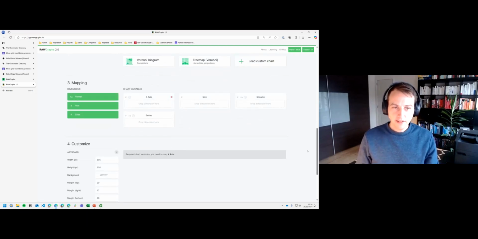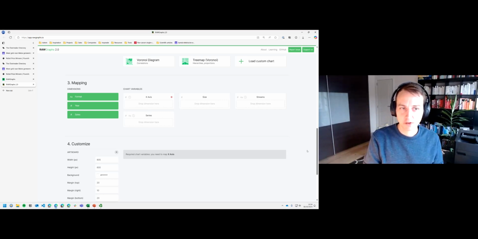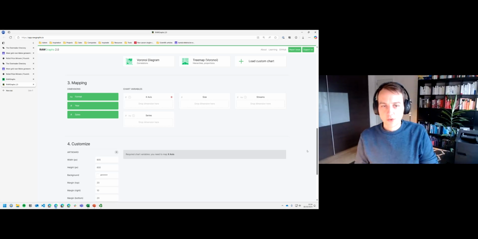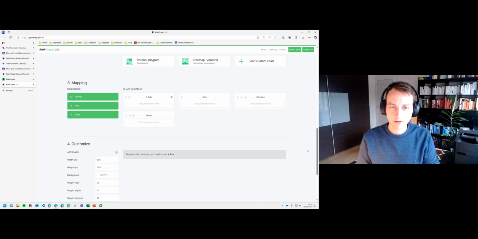Step number 3 is a short step, but it's probably the most important step. We have to tell Raw Graphs how to build the chart. And so we have our dimensions from our data on the left-hand side, the format, the year and sales, so the 3 columns. On the right-hand side, we have chart variables. So these are things that Raw Graphs needs to know in order to construct the chart.